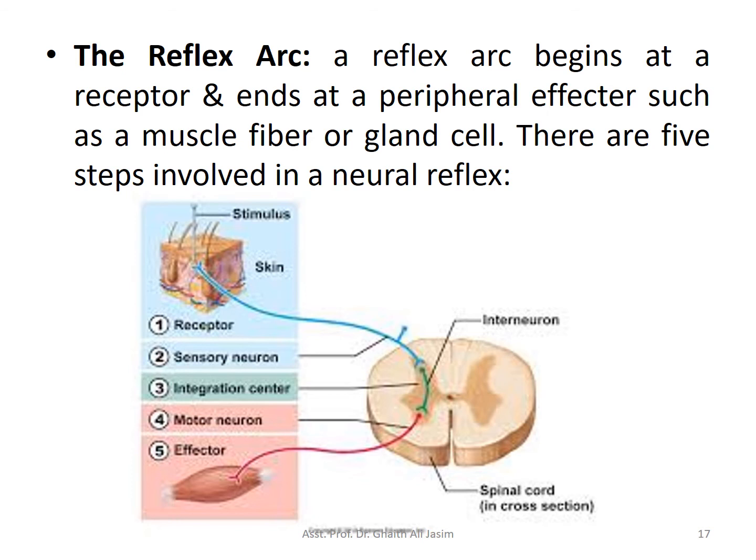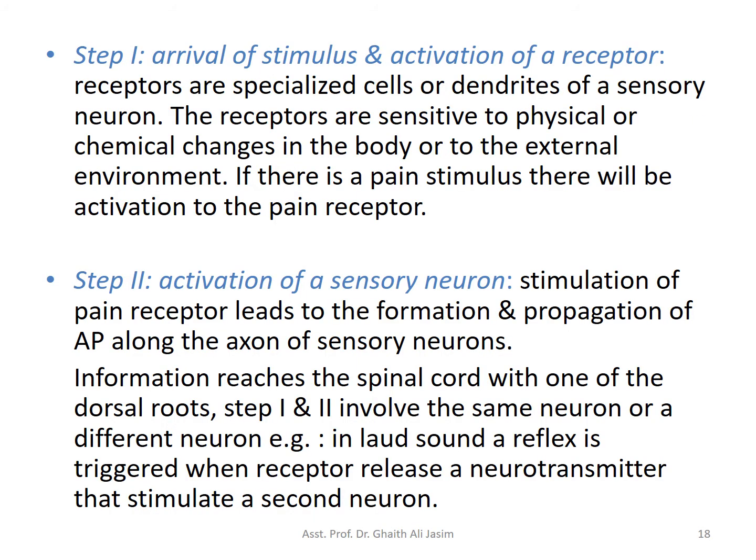There are 5 steps involved in a neural reflex. Step number 1, arrival of stimulus and activation of a receptor. Receptors are specialized cells or dendrites of a sensory neuron. The receptors are sensitive to physical or chemical changes in the body or to the external environment. If there is a pain stimulus, there will be activation of the pain receptor.